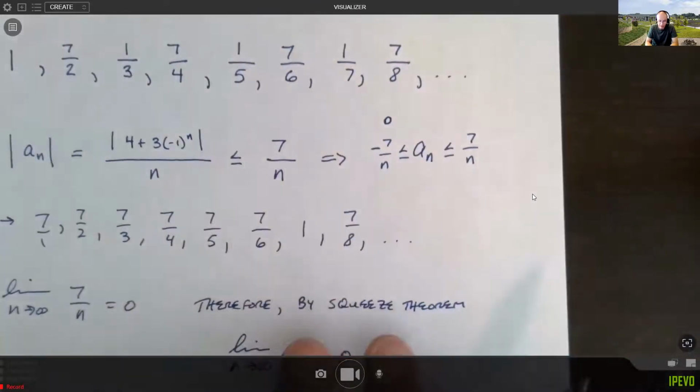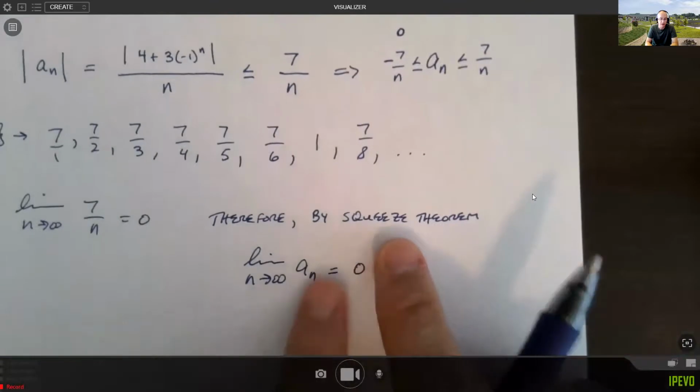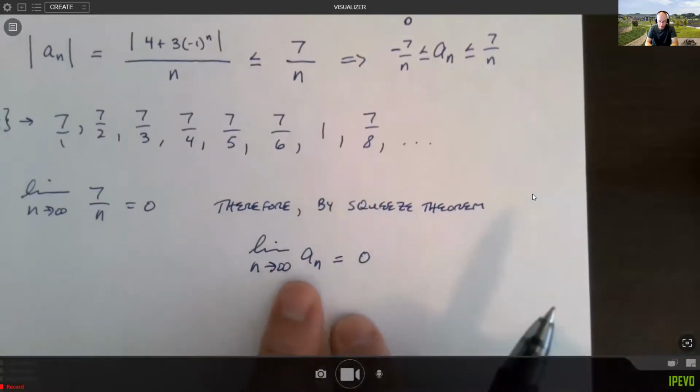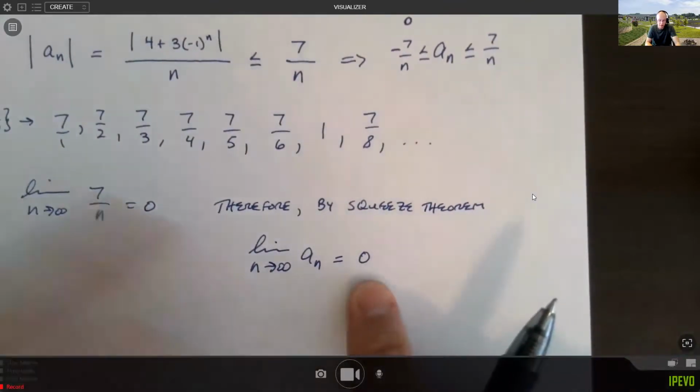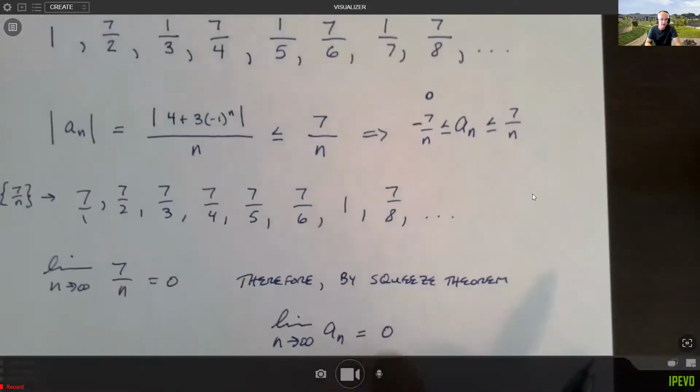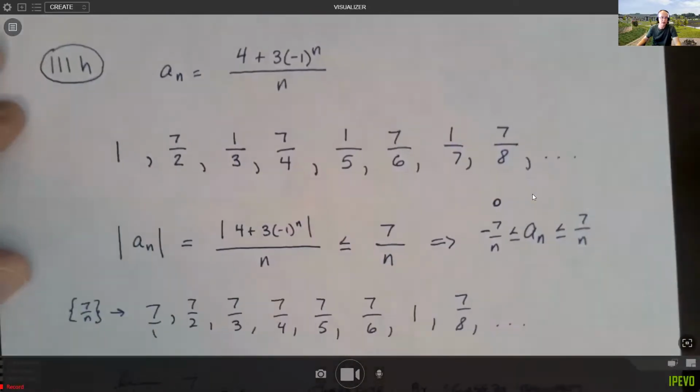And so what do we have? By the squeeze theorem, the limit as n goes to infinity of a sub n must also be 0. So the limit of our sequence is indeed 0 by the squeeze theorem.